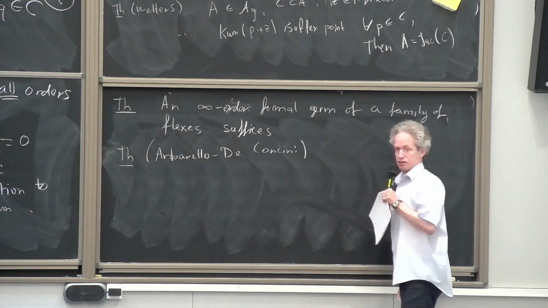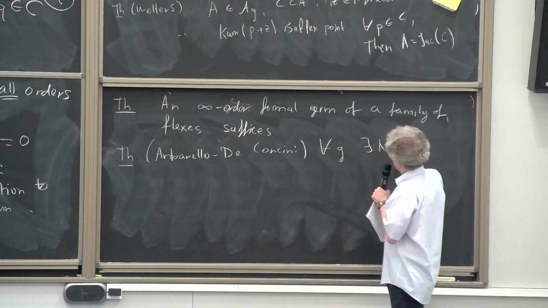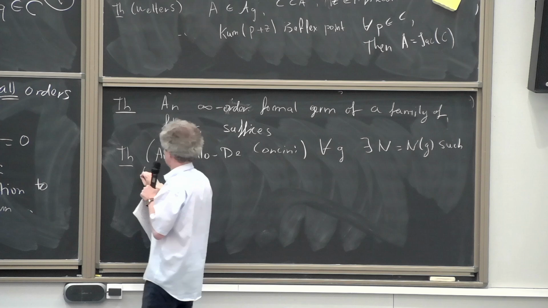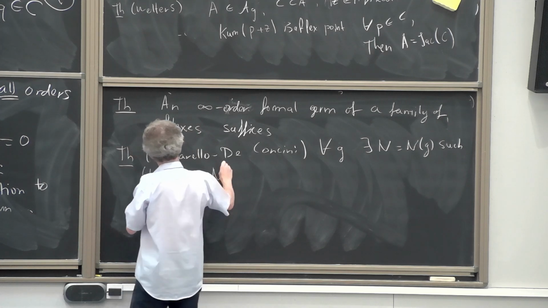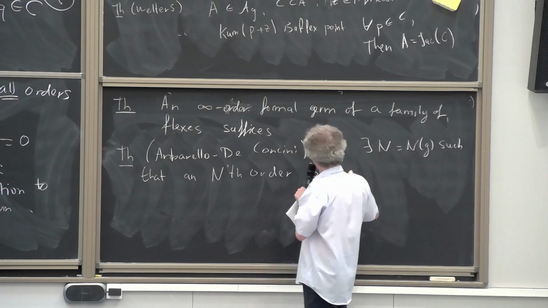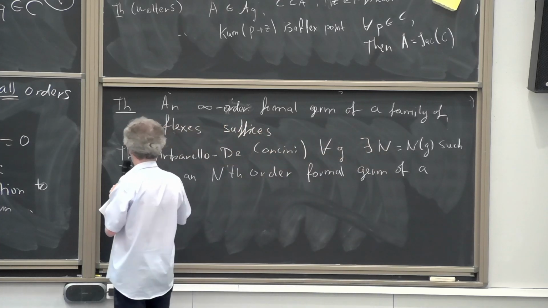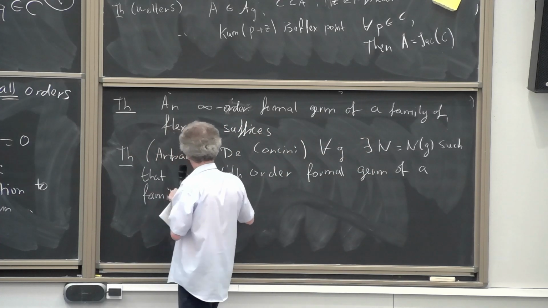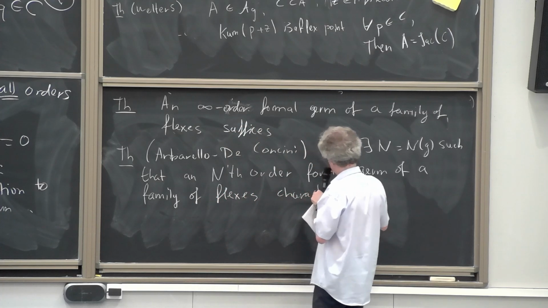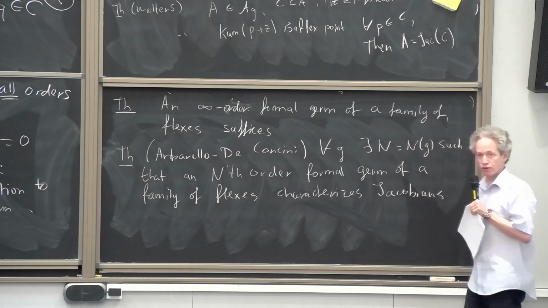So this is the 1980s, early 1980s. For any G, there exists a number n, which depends on G, such that an nth order formal germ of a family of flexes characterizes Jacobians. Okay? So this is the next step.